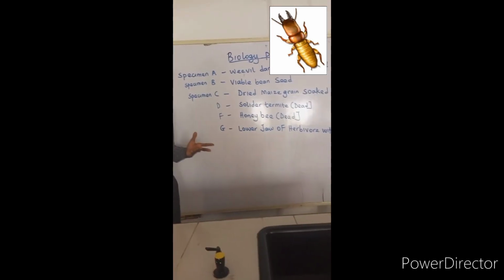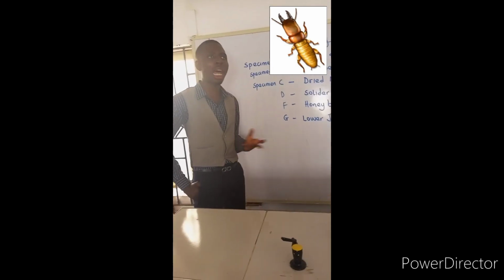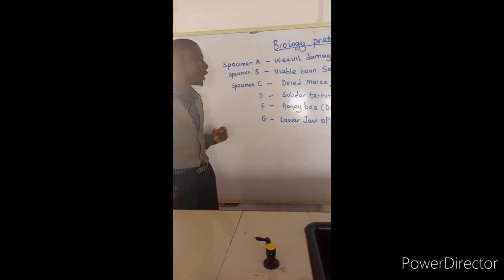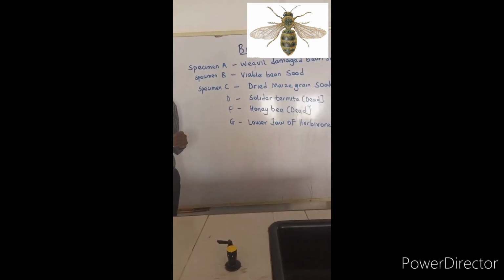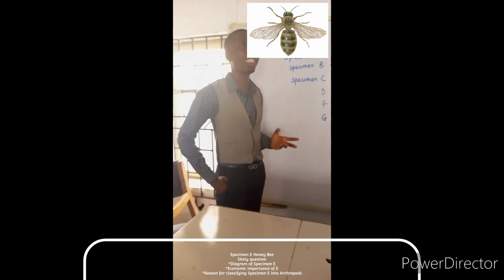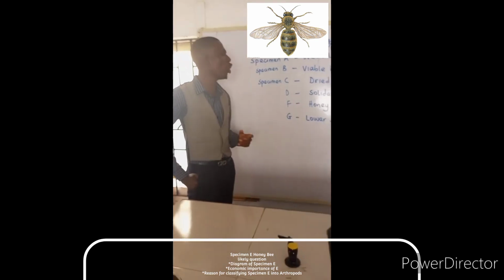In a decayed material, decaying wood, that can be its habitat. Now, the next one will be moving to specimen F, because of our time, honeybee. Now, when we are talking about honeybee, too, it is an example of social insects.